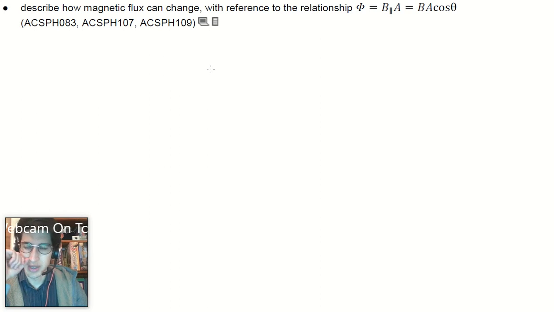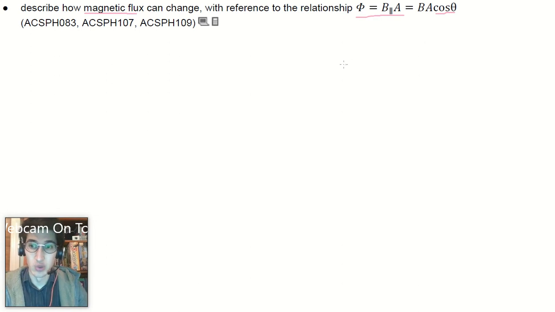Hello and welcome. Today we are looking at magnetic flux, and particularly how magnetic flux can change. We have to look at this relationship here, where the magnetic flux is equal to the magnetic field that's parallel to an area. Or if it's not parallel, then it's going to be modified by cos theta, where theta is the angle between the area and the magnetic field lines.